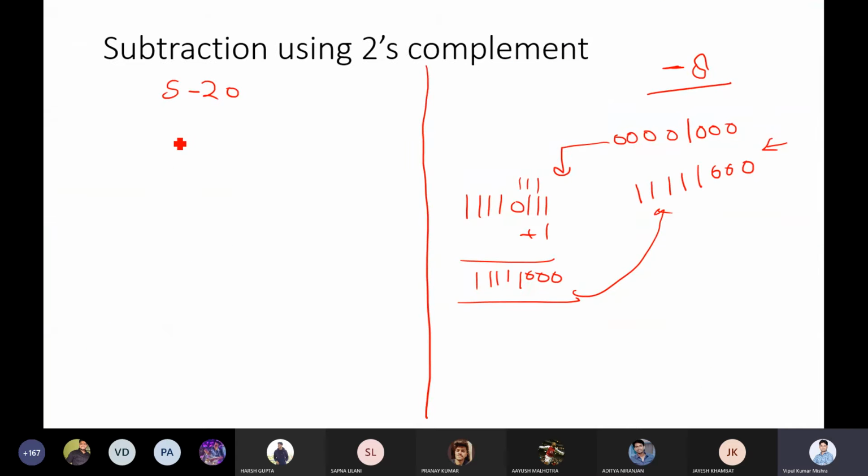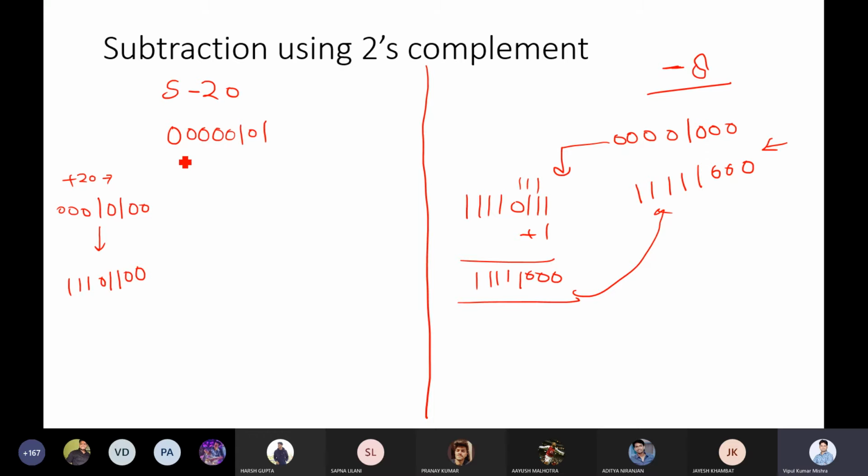So what will be the 5? 5 will be 0 0 0 0 0 1 1. What about minus 20? That we need to represent. So first let me take plus 20. That will be 1 0 1 0 0 and 3 zeros here. I want to take 2's complement of this, so it will be 0 0 1, then invert all the bits: 1 0 1 1 1.